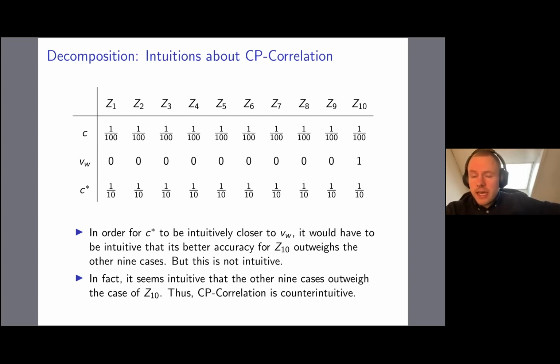So for 9 out of 10 cases, C assigns a smaller credence to a false proposition, and thus is better in terms of accuracy with respect to this particular credence. And then only in the 10th case, C star assigns a larger number to a true proposition and gets it right in this 10th case. So in order for C star to be overall intuitively closer to the true credence function, it would have to be intuitive that the better accuracy in the 10th case outweighs the rest. And this we don't find intuitive. In fact, you might actually have the intuition that the 9 cases outweigh the 10th. And if that is intuitive, then CP correlation is counterintuitive, and therefore decomposition is counterintuitive.